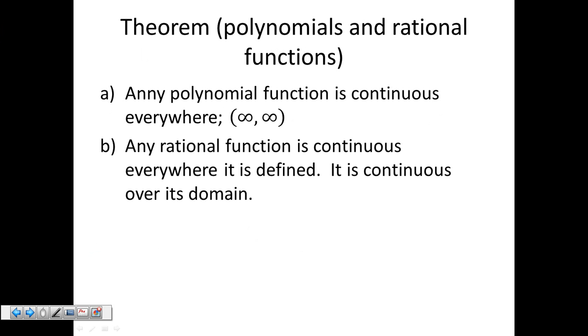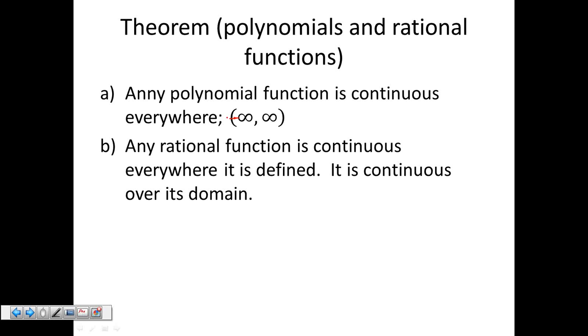So we have a theorem that says polynomials, which are like the most basic functions that we deal with, are always continuous. No matter how complicated your polynomial is, no matter how high the order is, if it's just a polynomial, you know, x to the fourth, x cubed, x squared, stuff like that, it's going to be continuous everywhere. So from negative infinity to positive infinity, polynomials are always continuous.